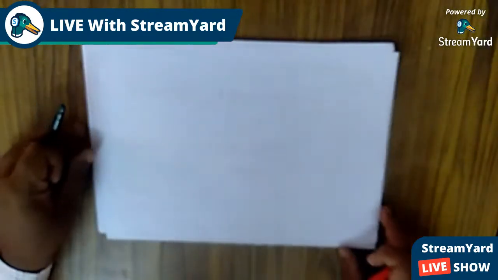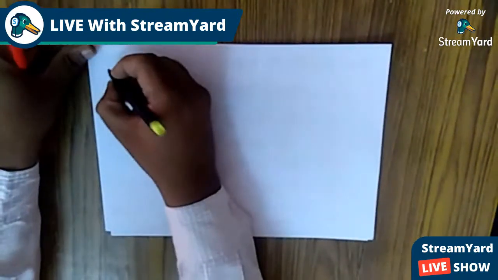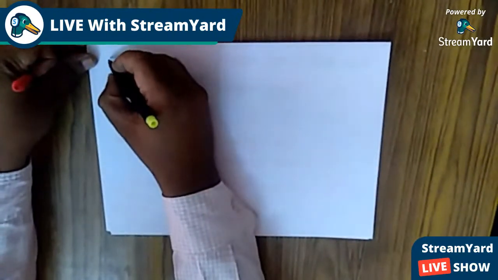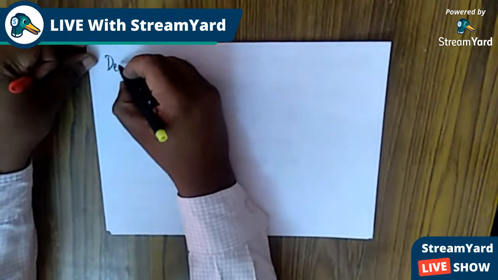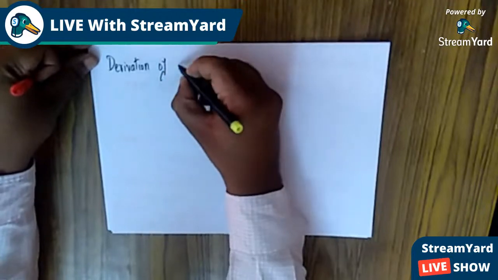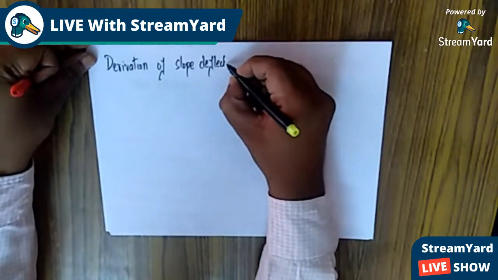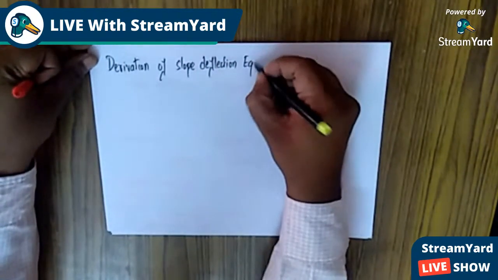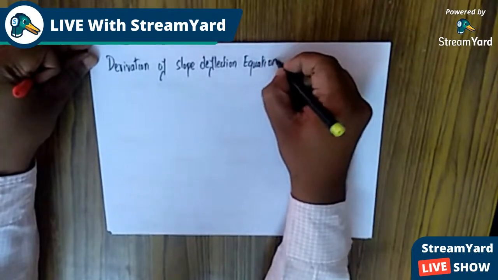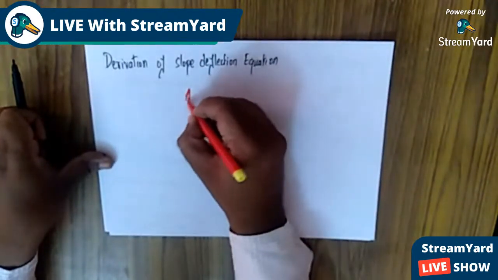So I will quickly try to derive the slope deflection equation. We will consider a continuous beam having 3 spans and try to derive the slope deflection equations. This method was basically developed by a scientist called G.A. Maney.